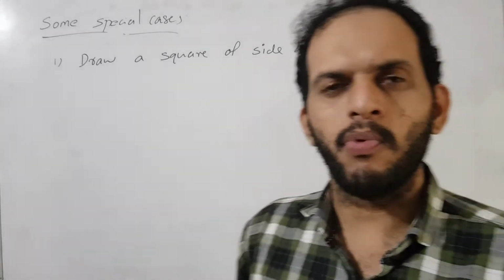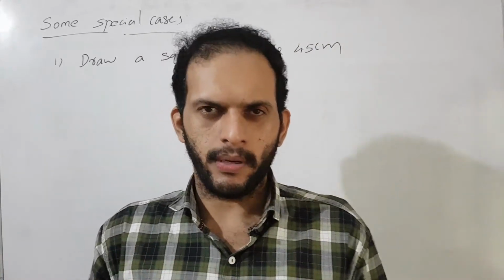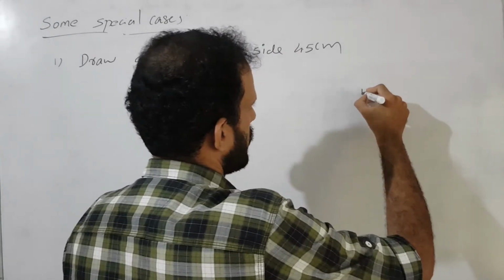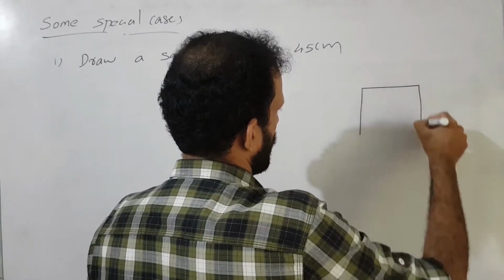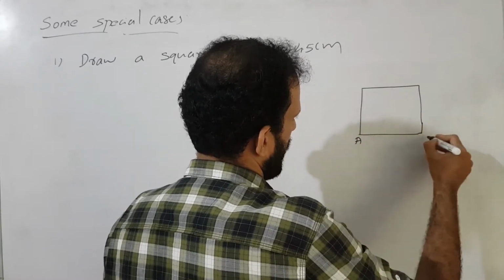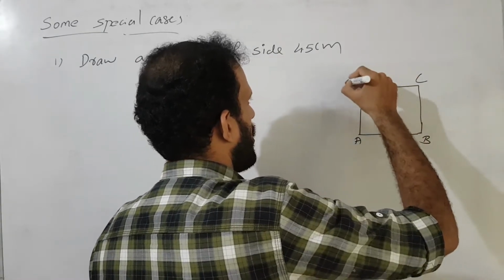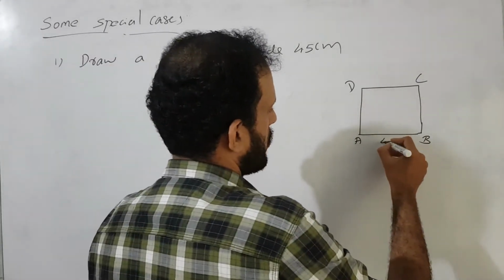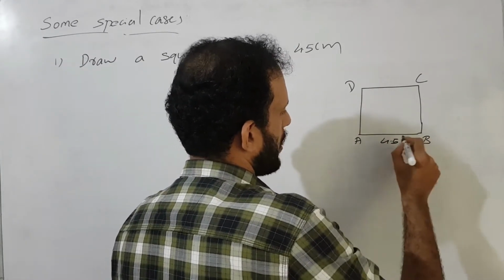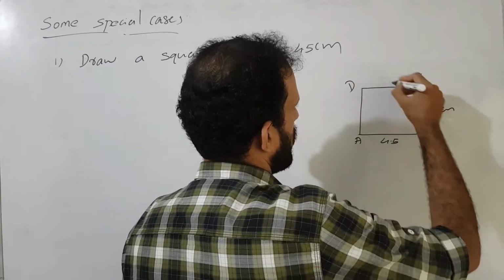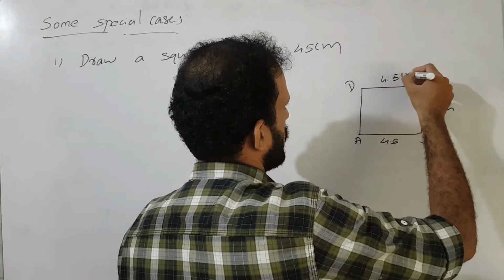Here only one side of a square is given, correct? So we just draw a rough figure. We have a square, and we know all side measurements are equal. It is directly given as a square, so we give the name ABCD. It's not given in the question, but we choose the name ABCD. One side is given, that is 4.5, so we know all the side measurements are equal. All are 4.5 centimeter.